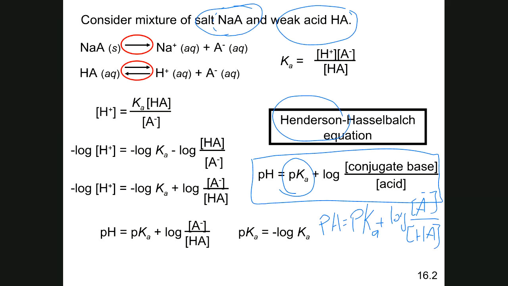So when you have a mixture of the weak acid, the pKa will be given to you. If you have the concentration of the conjugate base and the concentration of the acid, you can find the pH. It can be used for titration, at different stages of titration, or for given information for a buffer system. Again, a buffer system is a mixture of a weak acid and the salt of the weak acid.